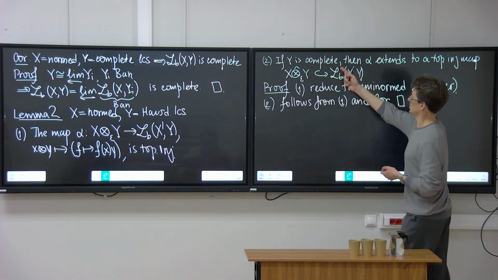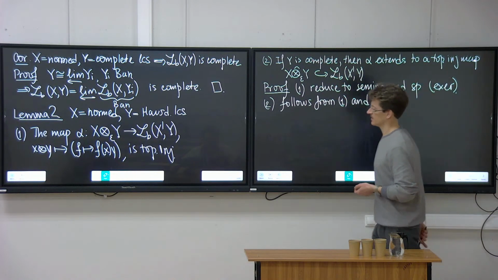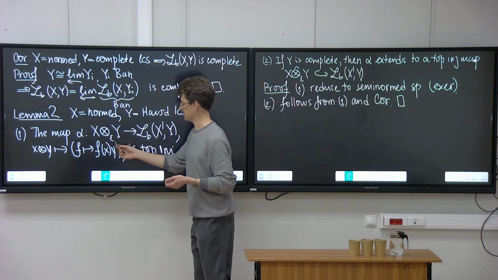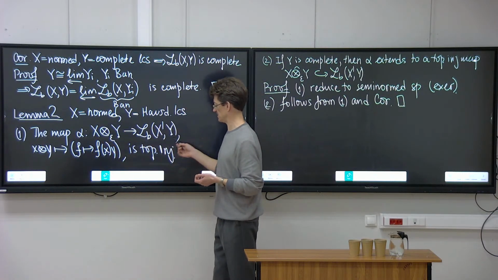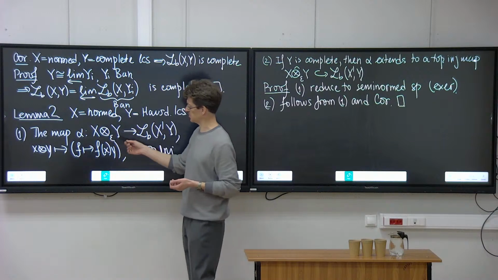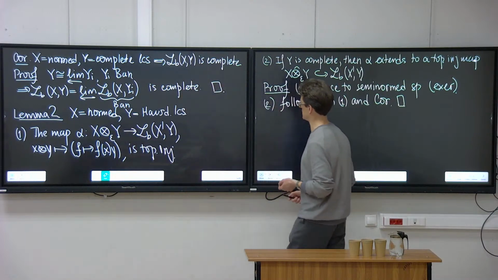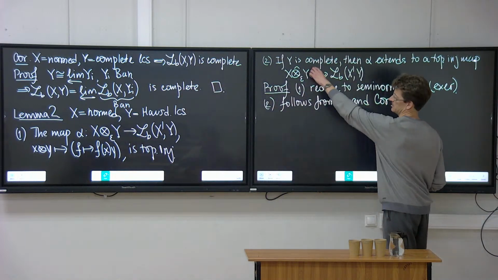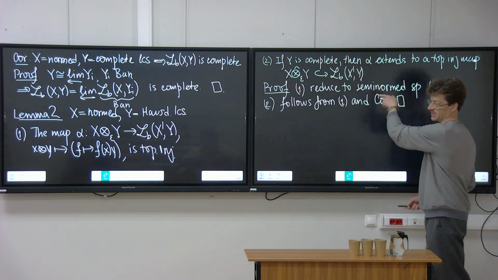So we know that this space is complete, and we have a topologically injective map from here to this space, but this space is complete, so this topological embedding extends to a topological embedding of the completion to the same space.